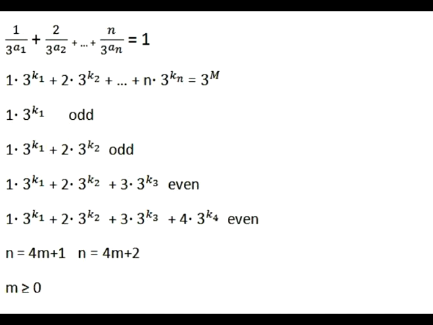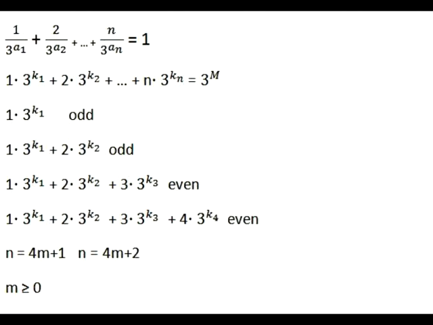If we rewrite the second equation in the form shown in this diagram, we can see that all the powers of 3 are odd integer numbers. And because in the left side of this equation they have coefficients 1, 2, 3, 4, etc. up to n, the odd-even property of the terms in the left side of the equation alternates. The first term is odd, the second is even, the third is odd, the fourth is even, and so forth.